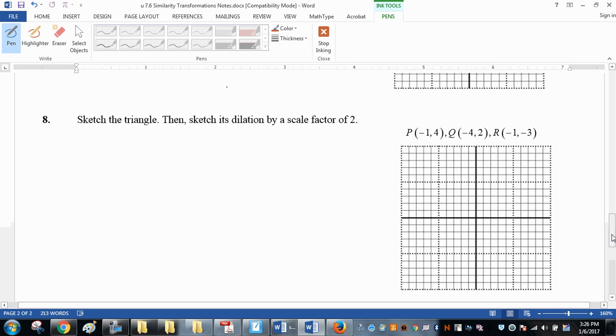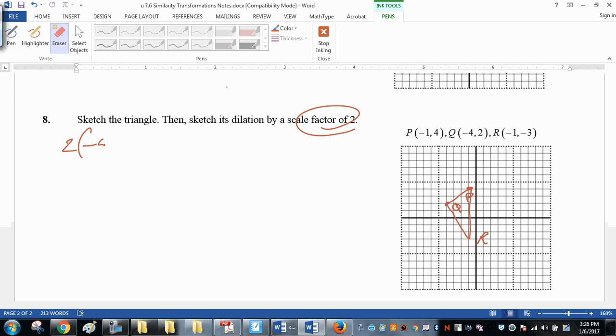Okay, now we have a scale factor of 2. That's bigger than 1, so we know we're doubling it. It's going to be an enlargement. So let's plot our triangle PQR. P is -1, 4. Q is -4, 2. And R is -1, -3. Okay, there's our triangle. And for some reason, I don't know why these points keep disappearing on me.